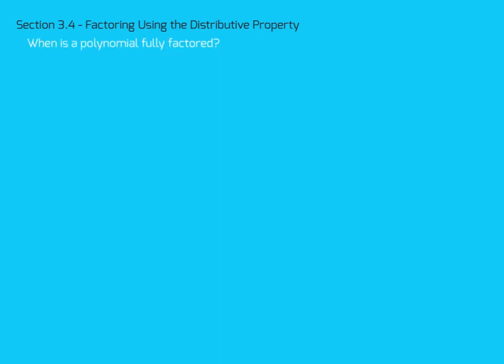Now, how do you know when a polynomial is fully factored? There are two things to be sure of. The first is that it must be expressed as a product of polynomials with integer coefficients. Again, it has to be a product of polynomials, like we've been seeing. We have base times height, like in that rectangle. And it must have integer coefficients. You cannot have fractions in order for a polynomial to be fully factored.